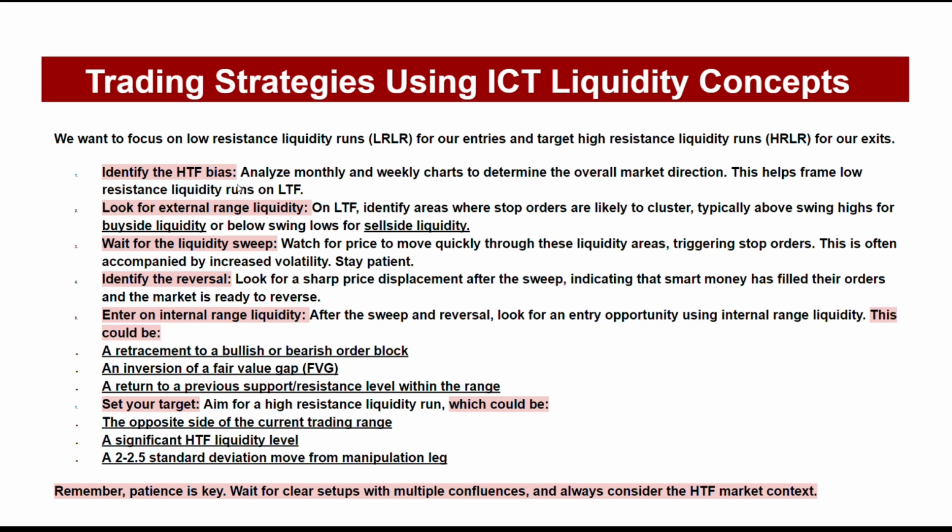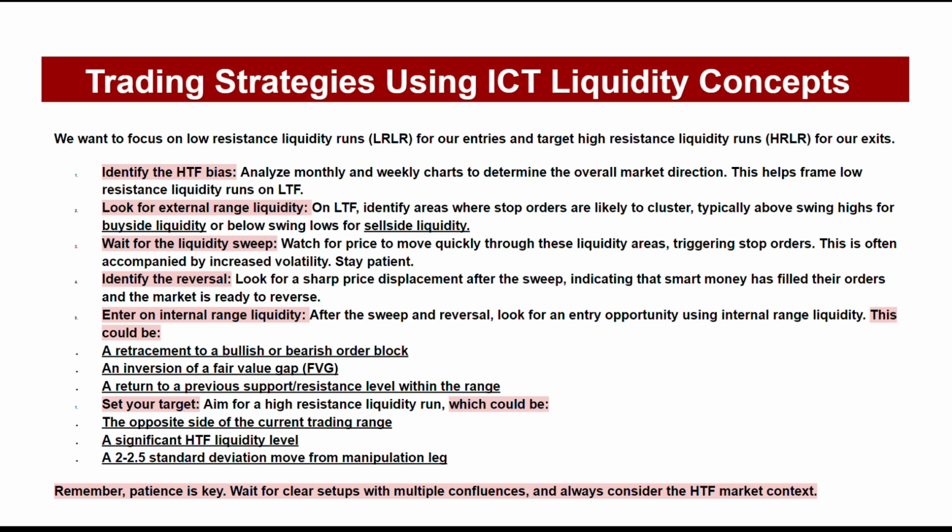First of all, we want to identify the high time frame bias. So we want to analyze monthly and weekly charts to determine the market direction and help frame your liquidity run on the low time frame. Now we want to look for external range liquidity. So on the low time frame, identify areas in the market where stop orders are likely to cluster.